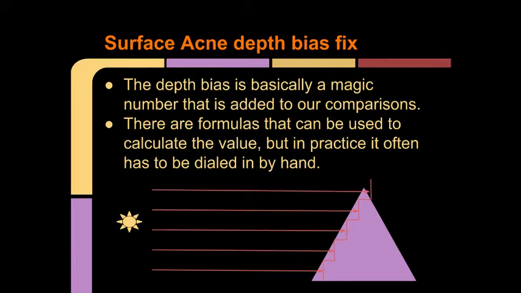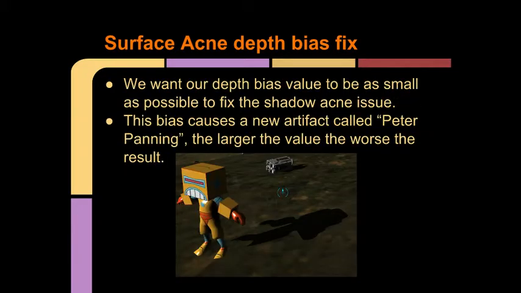Making this value too large will create a new problem, also with a silly name, this one being called Peter Panning. If we make this depth bias value too large, we will get some false negatives when determining if a pixel is in shadow. Meaning, our shadow mapping formula will tell us some pixels are not in shadow that really should be. This will most likely happen when the shadow and the object casting it are very close together, such as in the picture of Robot Boy, where we can see his shadow does not quite touch his feet.